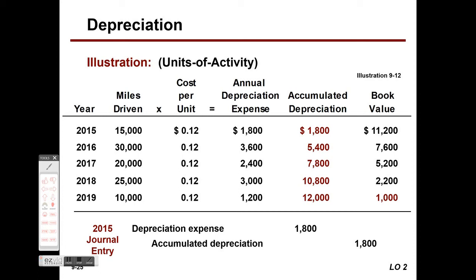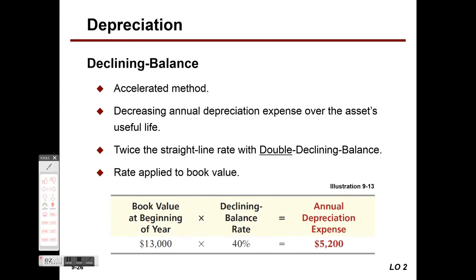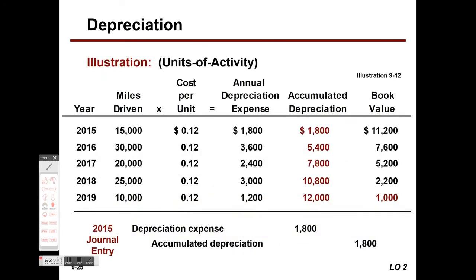But if more than 10,000 miles were driven in the final year, you still would not depreciate that asset beyond the $12,000. I mean, again, the company can still use the truck. They can still drive the truck. The accounting standards wouldn't preclude that, but it wouldn't be depreciated below the residual or the salvage value of $1,000.